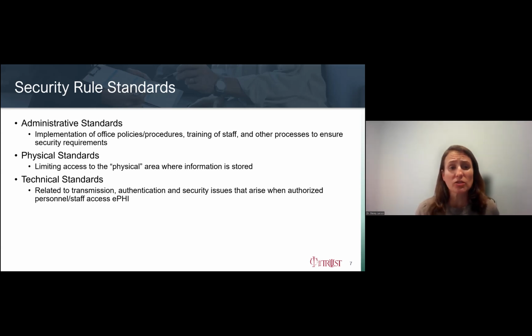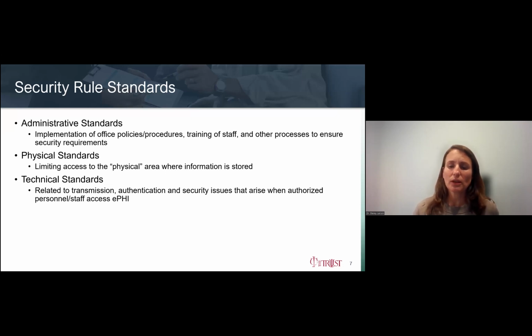Integrity controls are also under technical standards, and that's sort of implementing those policies and procedures to ensure that electronic protected health information is not improperly altered or destroyed. Sometimes it's a little easier to change electronic data than it is to change paper data, and that's kind of why I think this is in here.